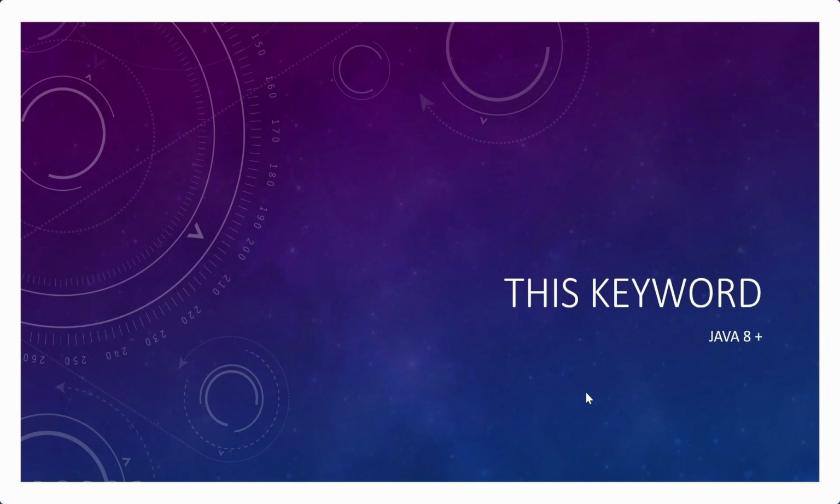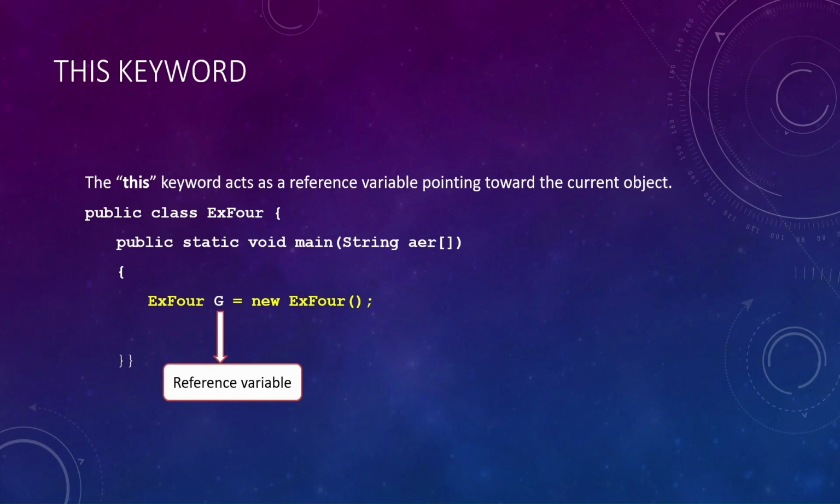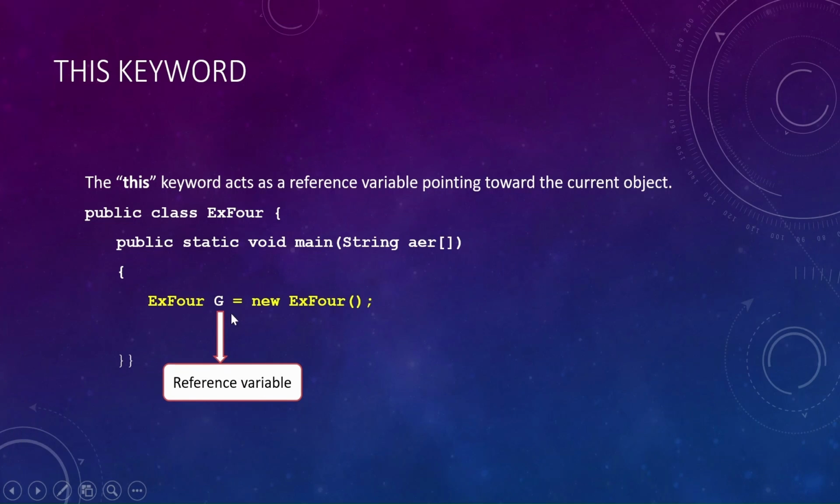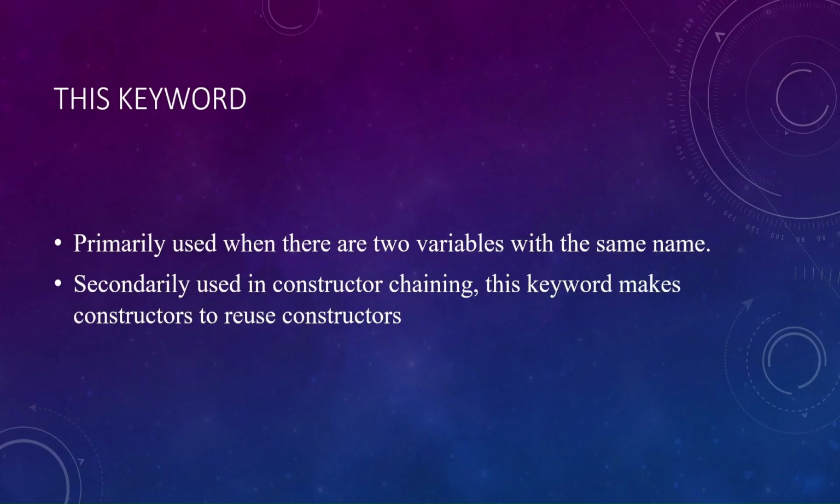Hi, this video is about the this keyword in Java. What is this keyword's definition? This keyword acts as a reference variable pointing to the current object. So if you look at this class, when the class object is getting created, with the new operator and class constructor, you use a reference variable so that you will be able to access the class methods and the members. So this variable used here is a reference variable. And this keyword is equivalent of the reference variable.